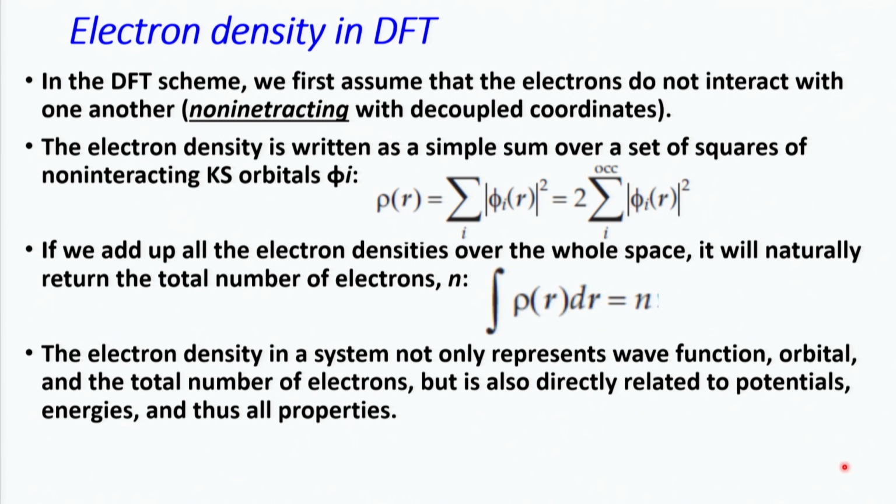Again, this non-interaction means we also need to introduce, like in the case of the Hartree-Fock methods, the assumption that the electrons do not interact with one another, which we call non-interacting, with decoupled coordinates. The electron density is written as a simple sum over the squares of the non-interacting Kohn-Sham orbitals. Here is where the orbital terms come from.